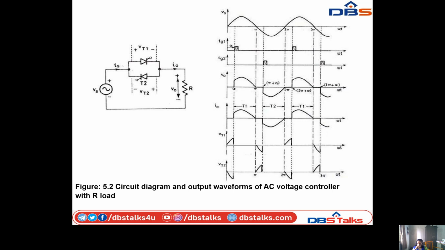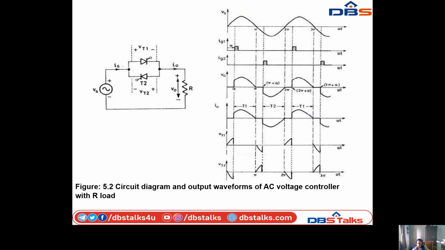So the AC voltage controller has an AC voltage as input, and output voltage and output current will be obtained. This is regulated by using semiconductor devices such as thyristors. Here we have to see these waveforms. Here the source will be AC. So this is a sinusoidal wave, and VT1 and VT2 are triggered.